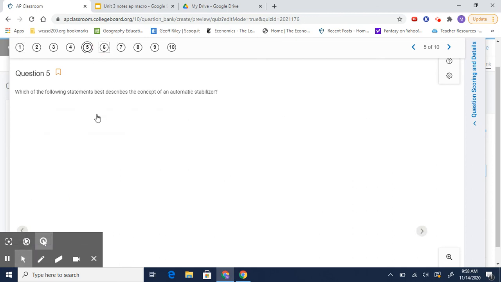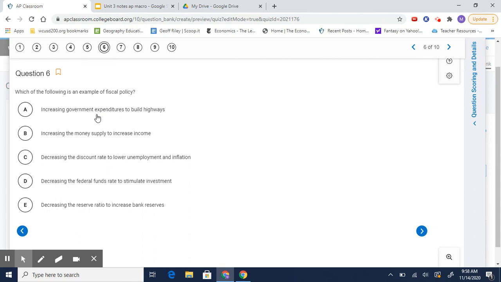Number 6. Which of the following is an example of fiscal policy? So the correct answer here would be A, increasing spending to build highways. That's infrastructure spending and would stimulate aggregate demand. All the other ones, B, C, D, and E, we were going to learn about in the next unit. That's Unit 4. Those all have to do with the Federal Reserve and central banking.